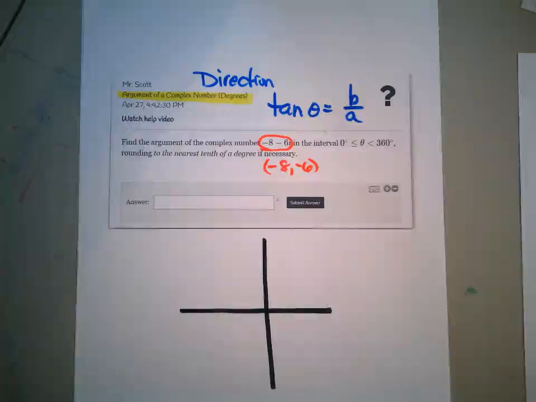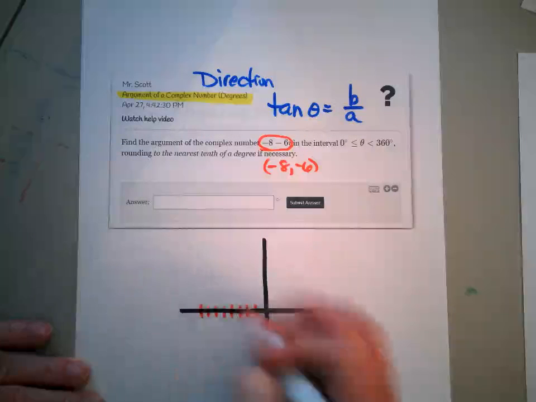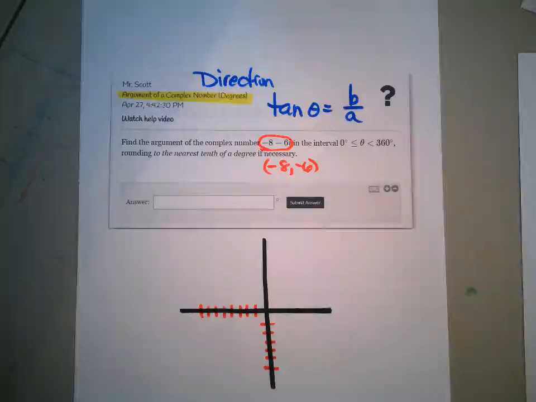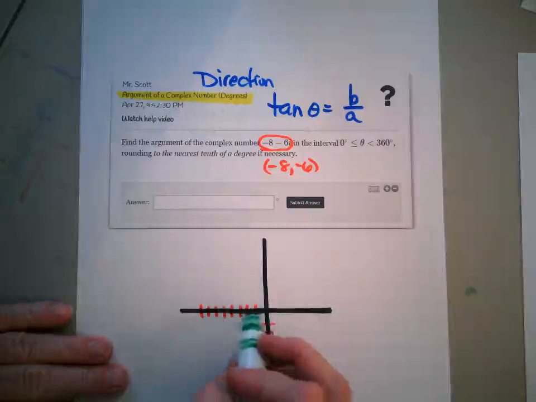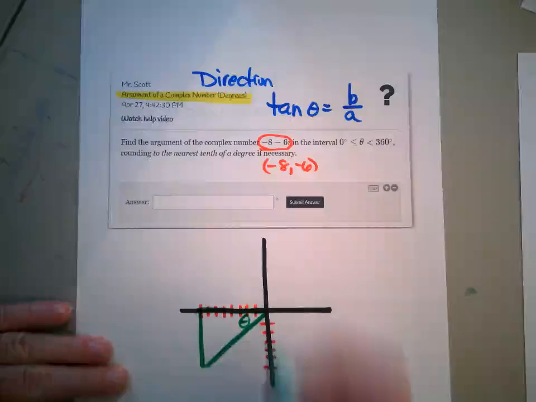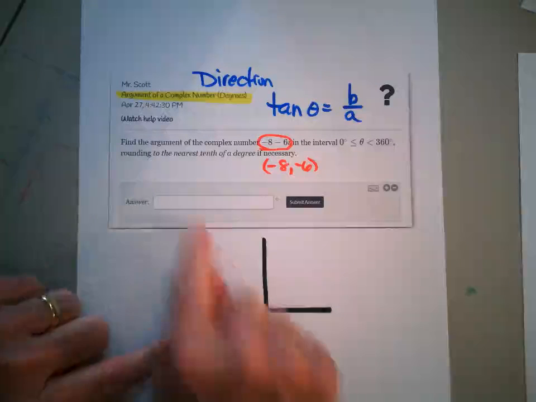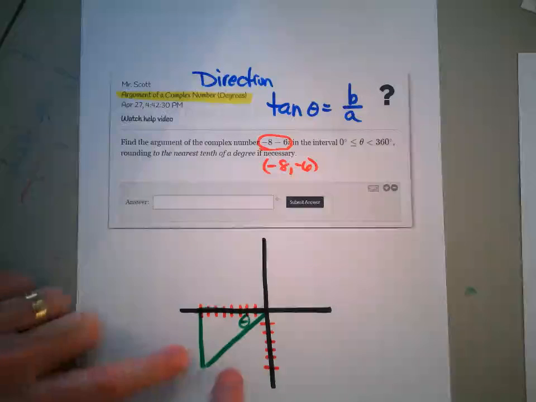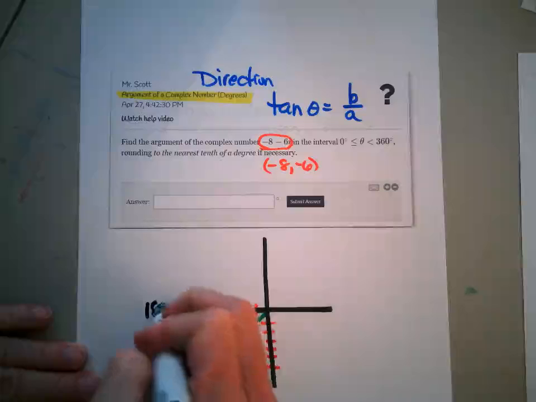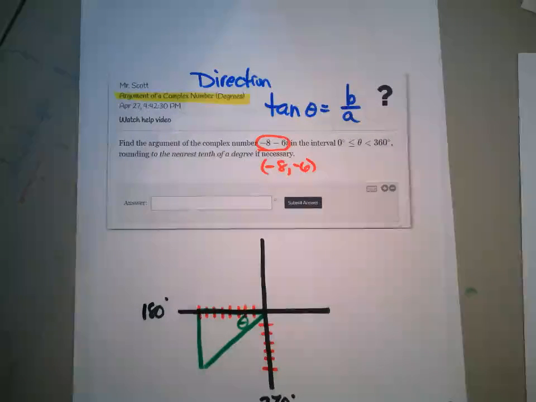All right. So left 1, 2, 3, 4, 5, 6, 7, 8. Down 1, 2, 3, 4, 5, 6. So we're looking at a triangle. It's a third quadrant triangle right here. There's your theta. So what that means is when we get our answer, that value has to be between 180 degrees and 270 degrees, no matter what our calculator spits out.